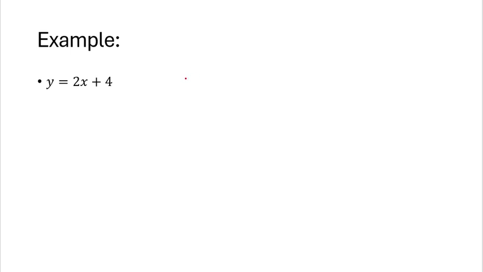So I have here y equals 2x plus 4. So I want to find the x-intercept. I'm going to let y equal 0. What I mean by that is just replace the letter y with the number 0 instead. So 0 equals 2x plus 4. And now we just solve for x.